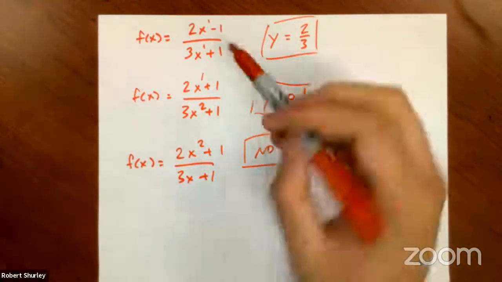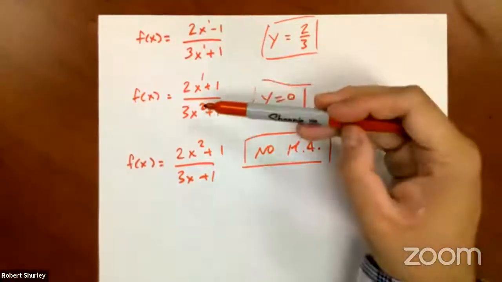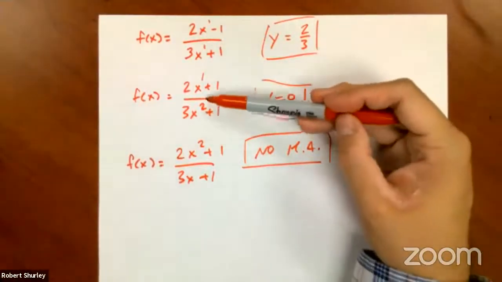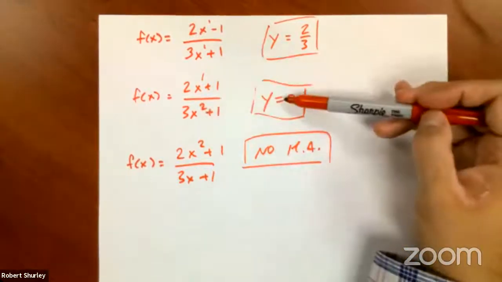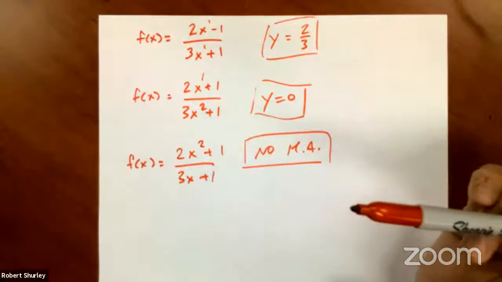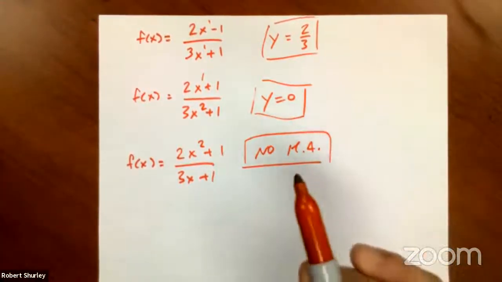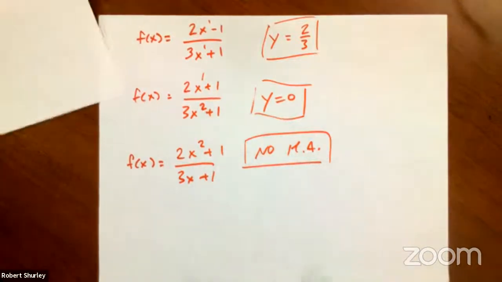So if they're the same, we do the ratio of the leading coefficients. If the degree is larger in the bottom, which is y equals 0. And if the degree is larger on top, winds up being no horizontal asymptotes. So that was the 3 things that could happen with the horizontal asymptote.